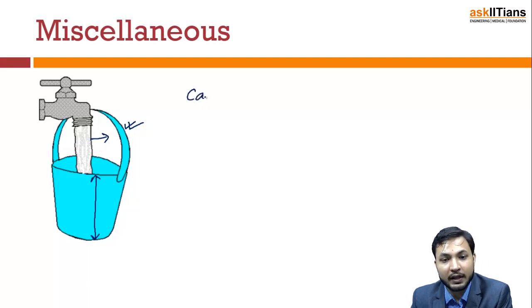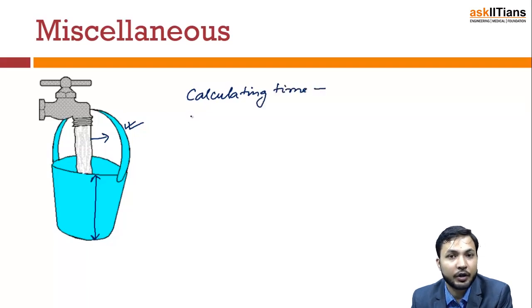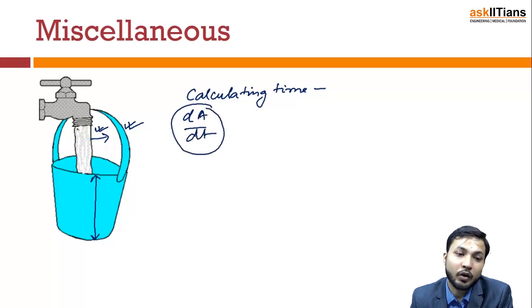So, calculating time, important. If the rate is known, I know the rate, let's say the rate is given by, now the rate, or in some cases it is given, let's say dA by dt. In some cases you need to find out. And how do I find out using that?